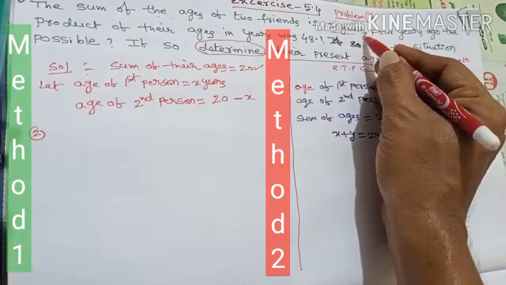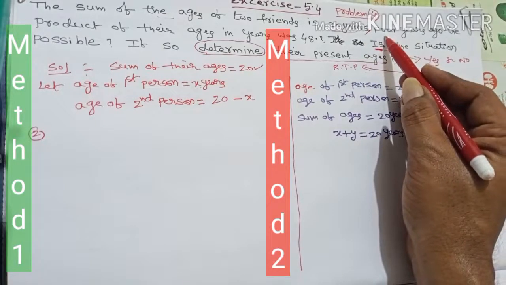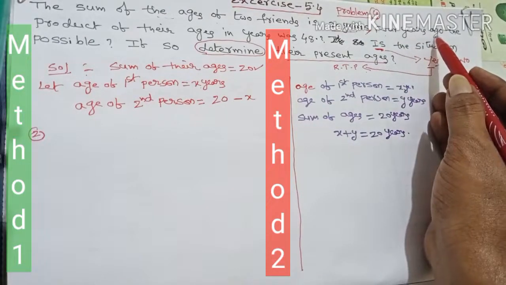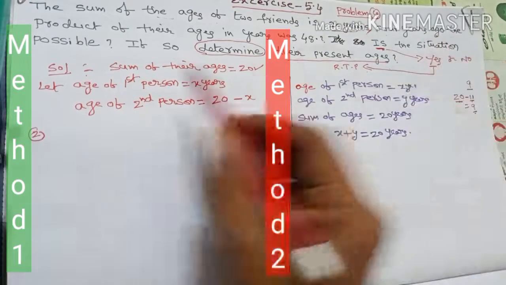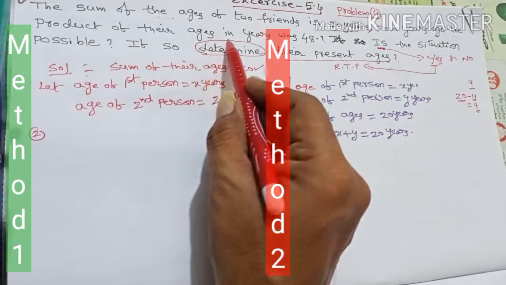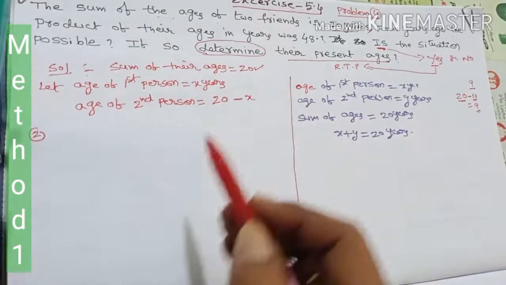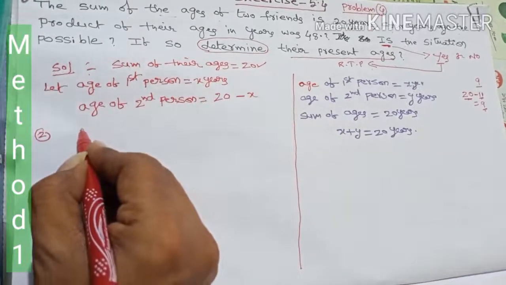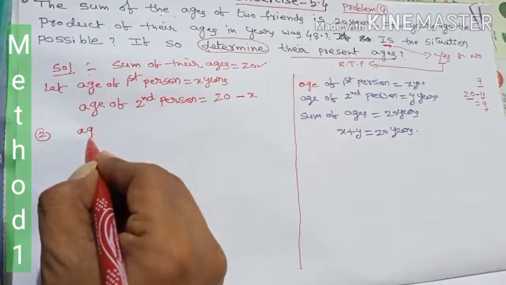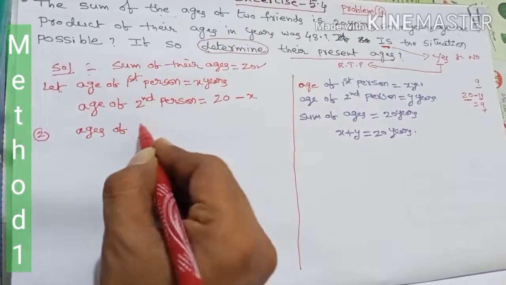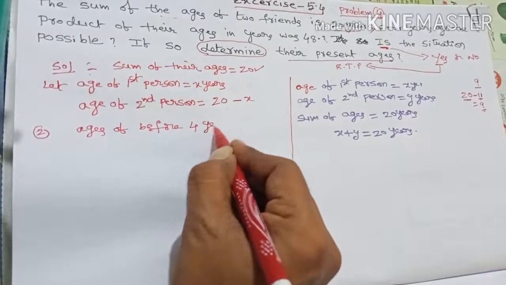The first sentence gives the first clue. We have already utilized this clue. Then after that you find 4 years ago, which means before now, 4 years ago, the product of their ages in years was 48. Now these two ages are present ages. Therefore, you have to write down their ages before 4 years.